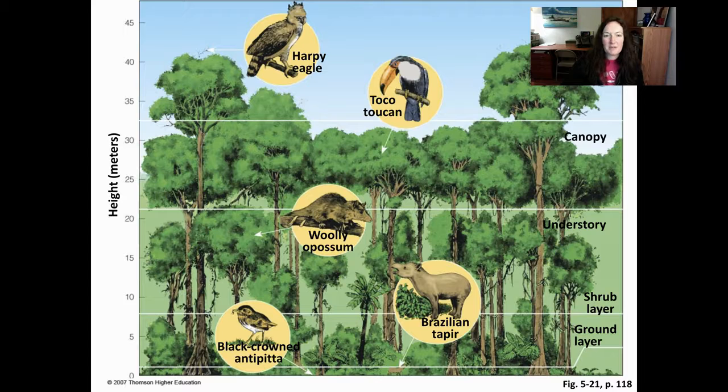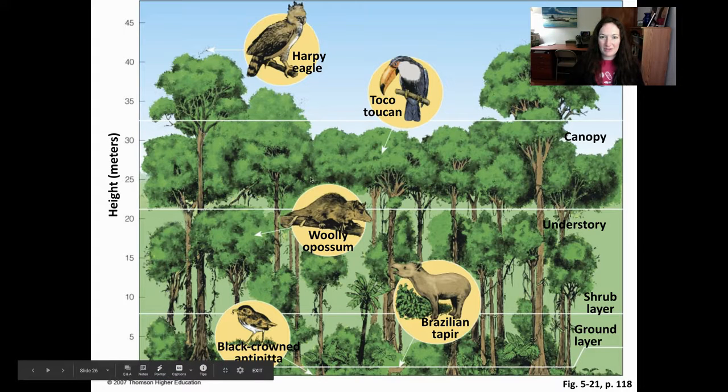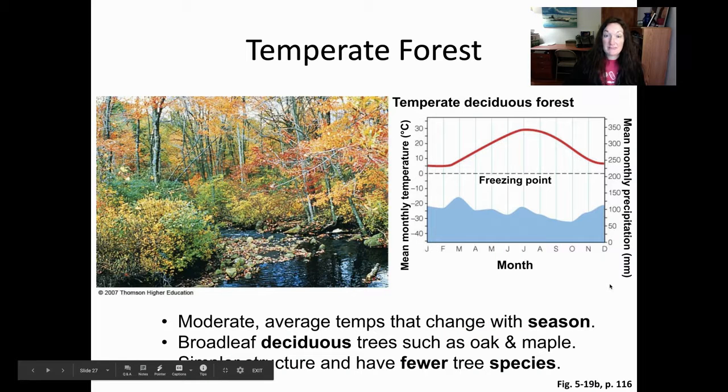Here is a picture showing different canopies have different biodiversity. So you have a very tall layer here, the canopy layer. This has its own animals and food webs up in the higher levels, different from what you find down at the bottom. So there are different things that live in different layers of the rainforest.